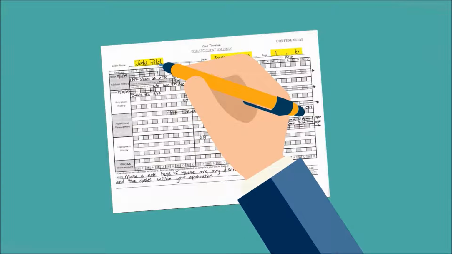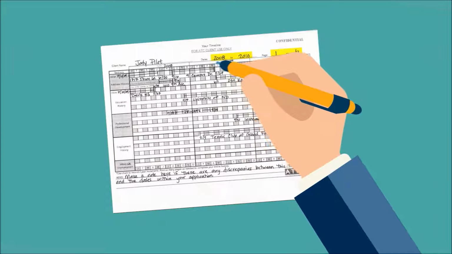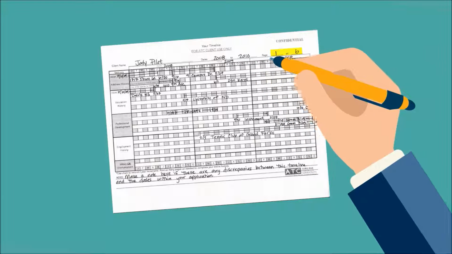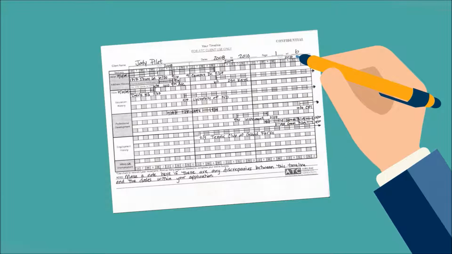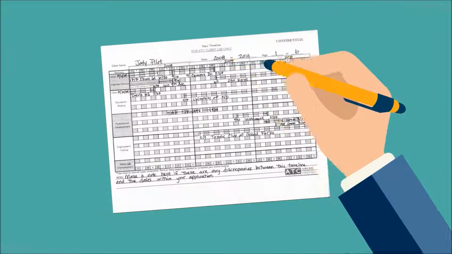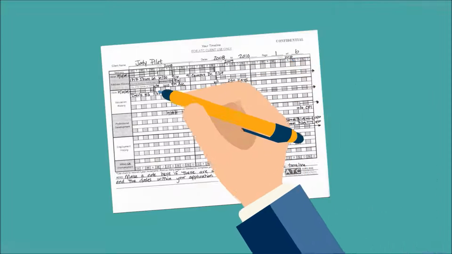Jody Pilot filled in her name in the appropriate field. The date range we're looking at on this page of the timeline is from 2008 to 2010. It's page 1 of 6. Right below Jody's name, you can see the first year is 2008, then 2009, and then 2010. This form is built in the 3-year format.